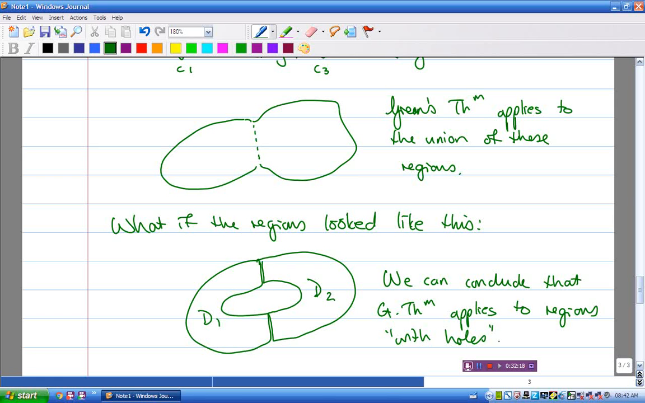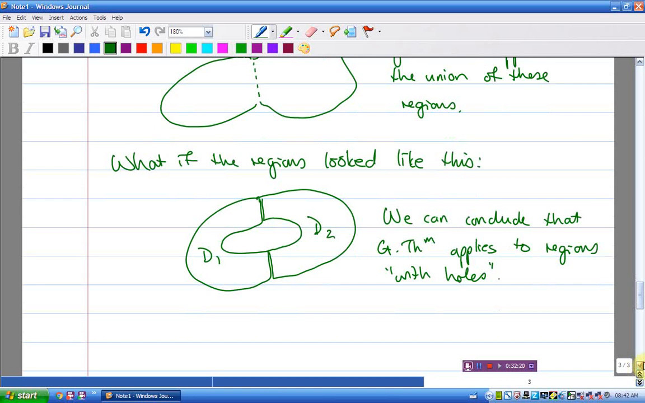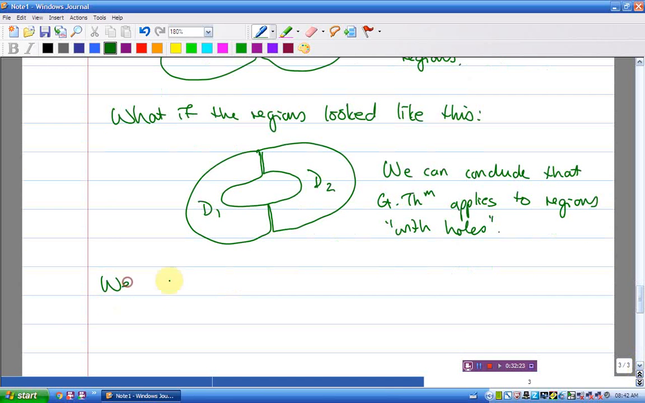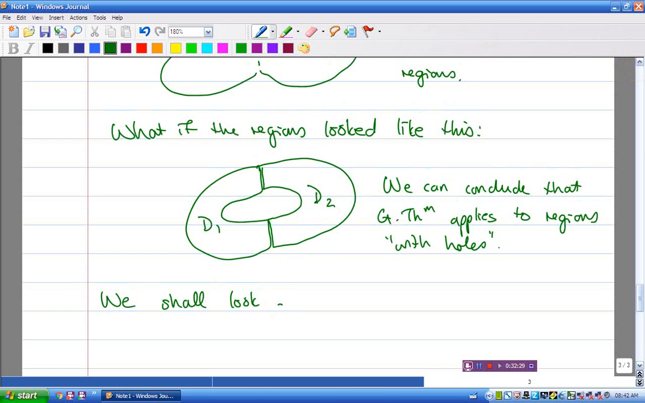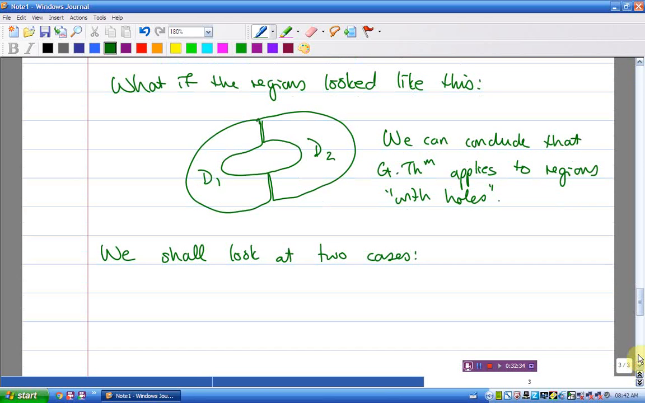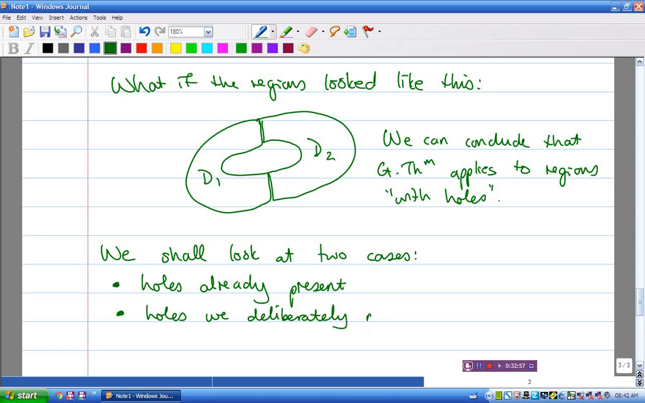Right. So then, what we're going to look at is 2 cases. And those 2 cases, I'm phrasing them very colloquially, I mean, holes is not really a technical term, but you know what I mean. Holes already present. Holes we deliberately make. Why would we want to do that?